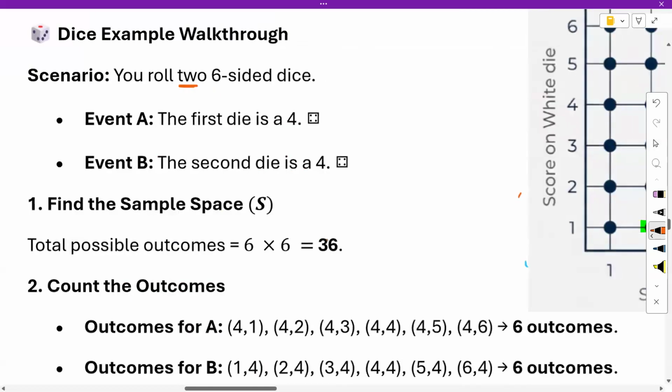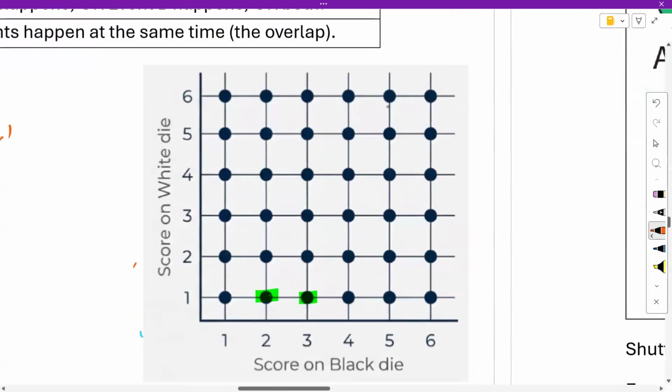Now we define event A: the first die is equal to 4. Event B: the second die is 4. So when we throw the dice, we may get 4,1 or others. These are the sample space. Now, this is the sample space.